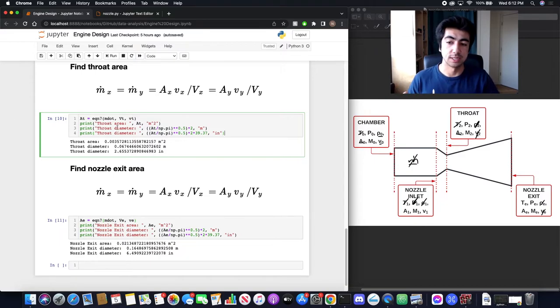And so next we'll see how we can actually size the chamber based off the sizes we found for our throat and our nozzle exit.